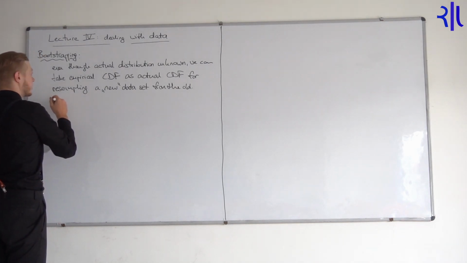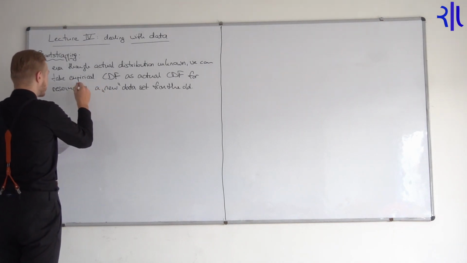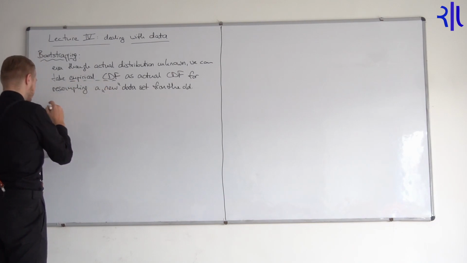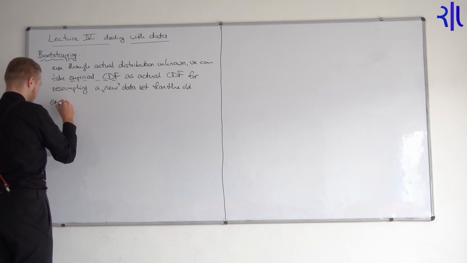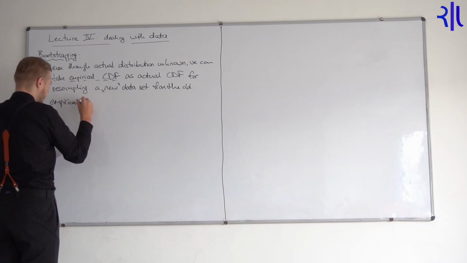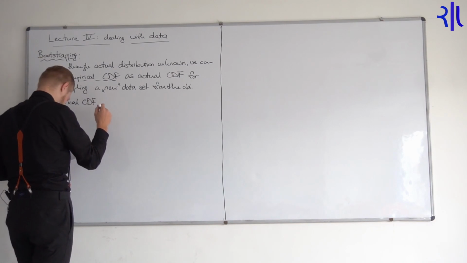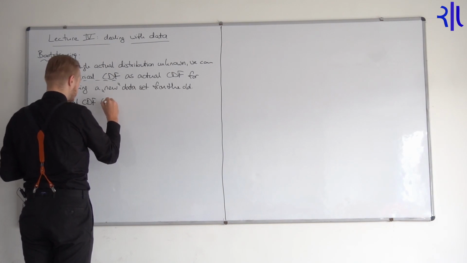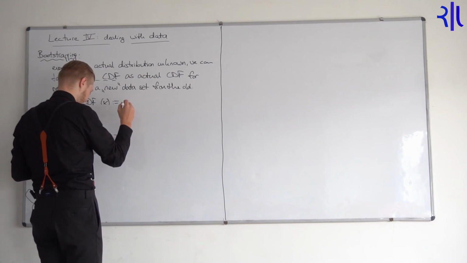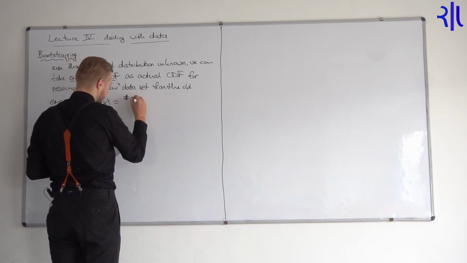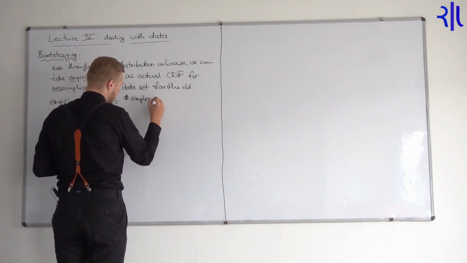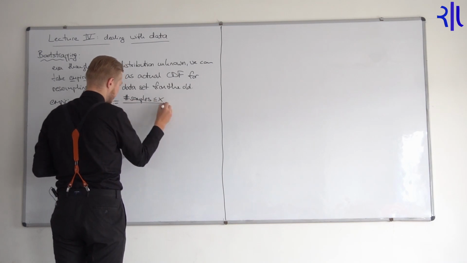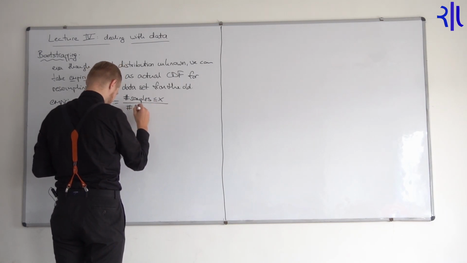Okay, so let's write down what we mean when we talk about the empirical cumulative distribution function. Basically, the empirical CDF of X is just defined as the number of samples smaller or equal than X divided by the total number of samples.